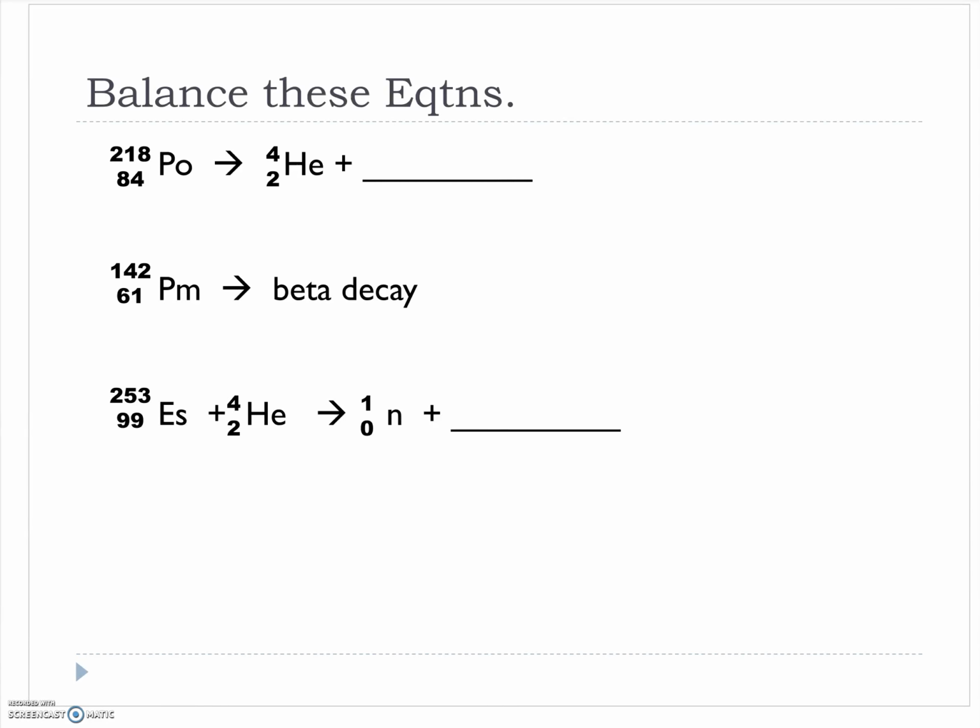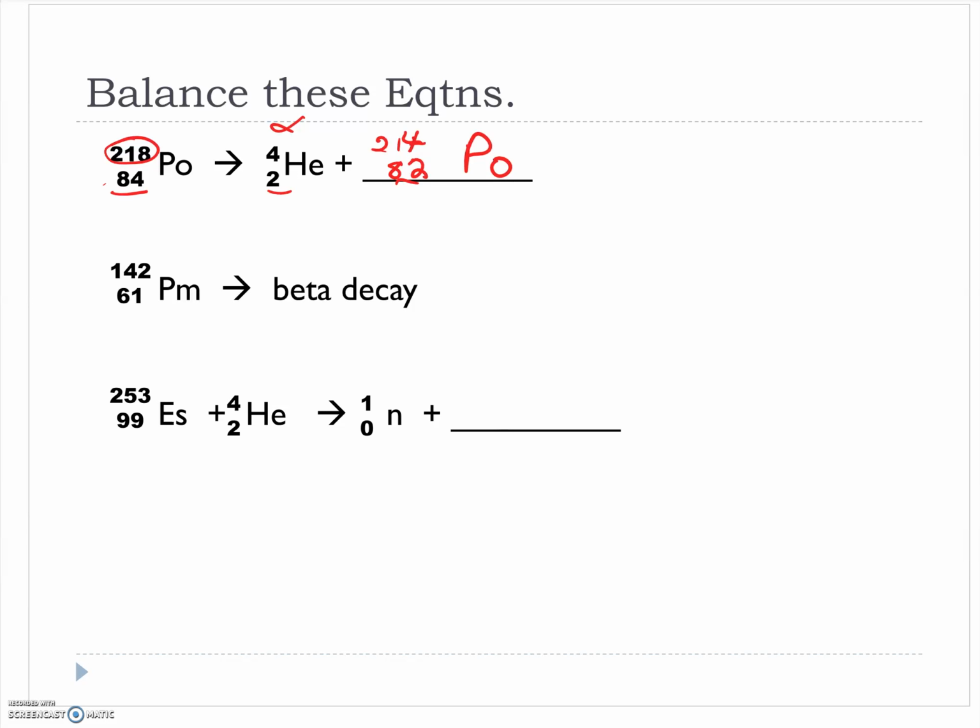Let's try these. Once again, we have polonium going through an alpha decay. So 4 plus what's going to give me 218? 214 plus 4 gives me 218. Over here I need 84. 2 plus 82 gives me 84. And 84 on the periodic table, once again, is polonium. So we've got 2 isotopes of polonium.